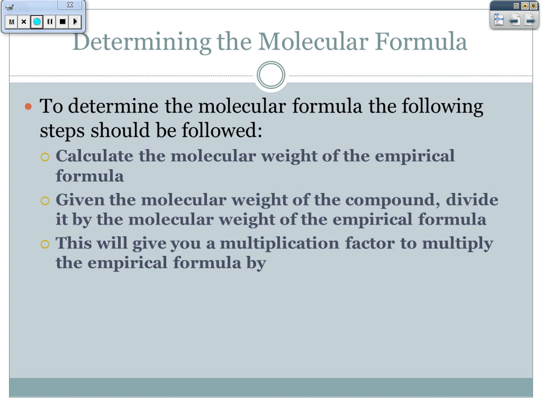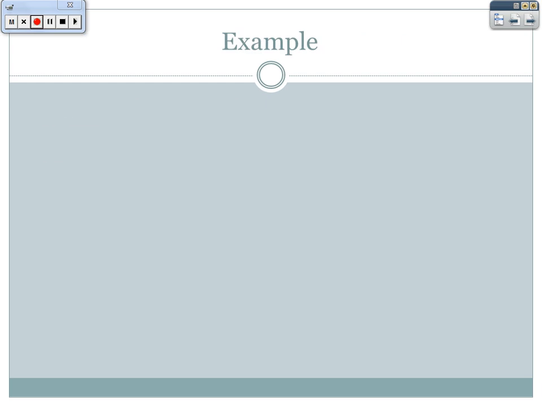So if you're ever forgetting which one you're dividing by which, are you dividing the molecular weight of the compound by the molecular weight of the empirical formula, or what? Just remember that the bigger one should go on top because you want a whole number for your multiplication factor. So let's look at an example.